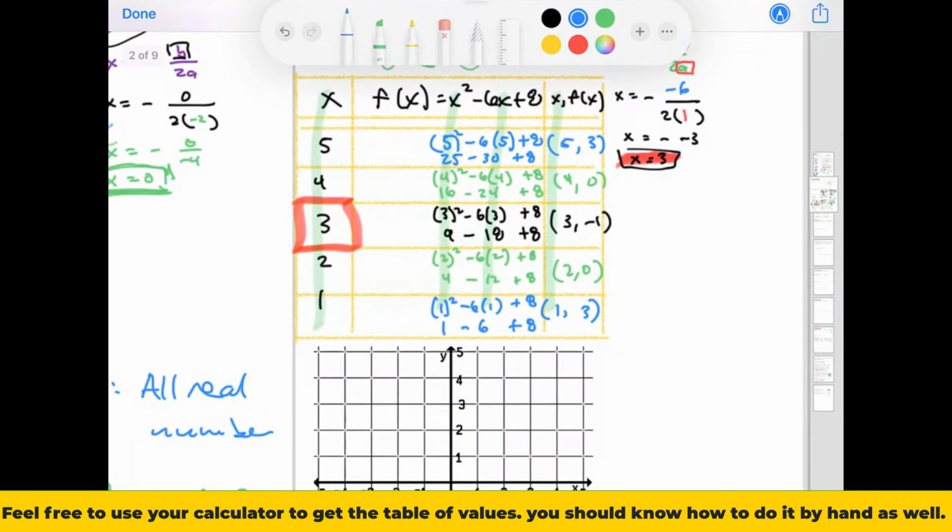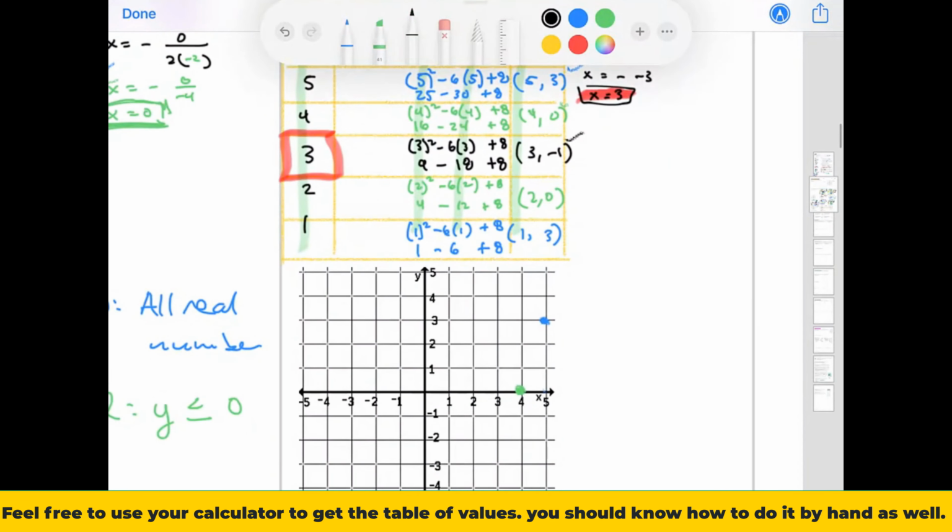Let's go ahead and graph that. 5, 3, so right on the 5 on the x-axis, and then up 3 on the y-axis. 4, 0, so right 4 on the x, then stay. Right 3, down 1. Right 3 from the origin, down 1. Right 2, stay, because it's 0 on the y-axis. And last one, right 1, up 3. Got a graph right here.